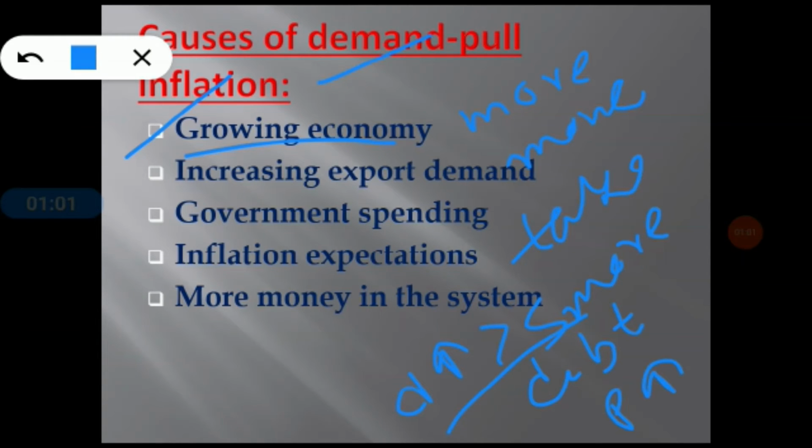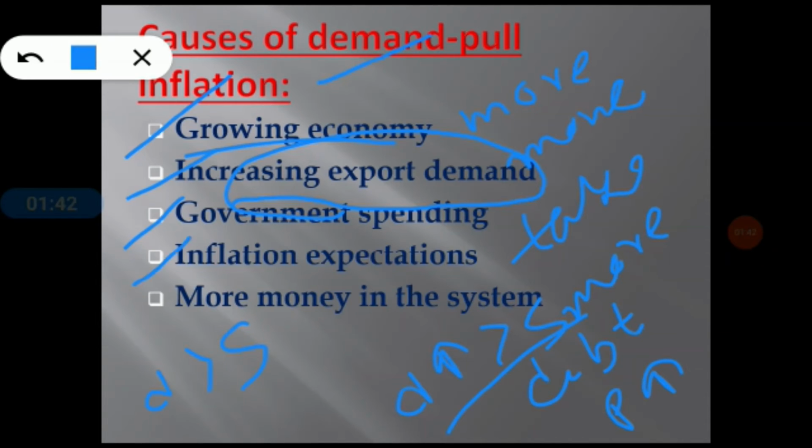And now go to the next point, that is increasing export demand. So obviously the price of the product increases due to inflation. If exporters export, the quantity demanded increases. So that means demand is greater than supply, the price level increases, and obviously it is demand pull inflation. Now going to the third point, that is government spending. When the government spends more freely in the market or in the economy, the price level increases, and it is demand pull inflation, obviously because it is originating from the demand forces.